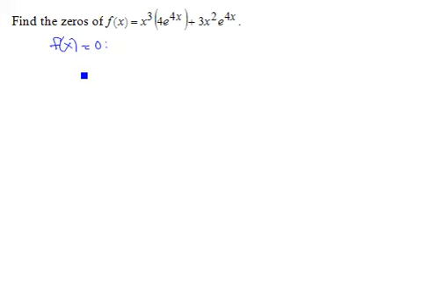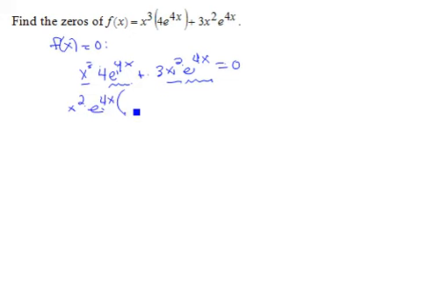We need to find the values of x that make that true. In other words, we need to find the values of x so that x cubed times 4e to the 4x plus 3x squared e to the 4x equals 0. We can factor out common factors. We see that we have an x squared that can be factored out of these terms here, and we can factor an e to the 4x out of each of the two terms. We see it appearing here.